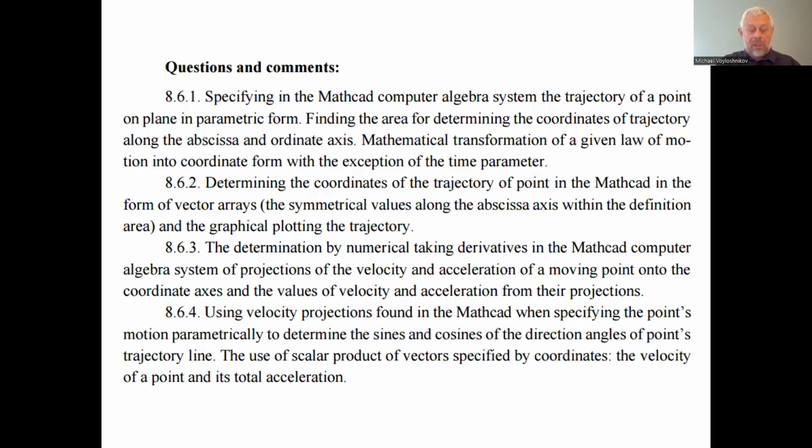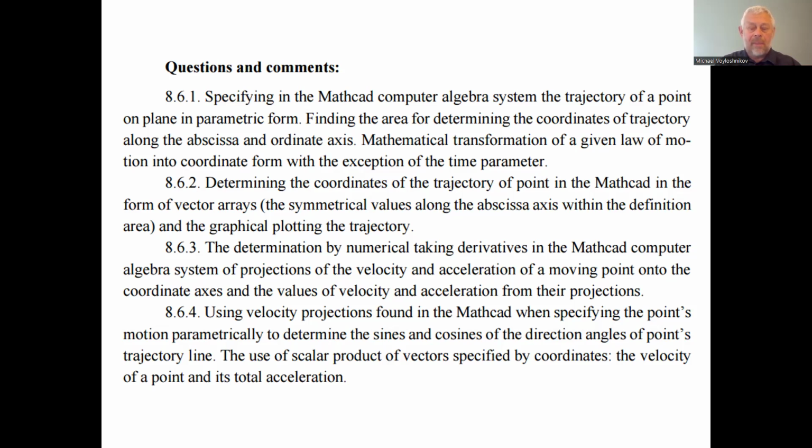H64. Using velocity projections found in the Mathcad when specifying the point's motion parametrically to determine the sines and cosines of direction angles of the point's trajectory line. To find the projection, for example, of the acceleration on the velocity direction, instead of finding the cosine of the angle between the acceleration and the velocity, we can find the projection of the acceleration on the direction of the velocity, that is, the tangential acceleration.